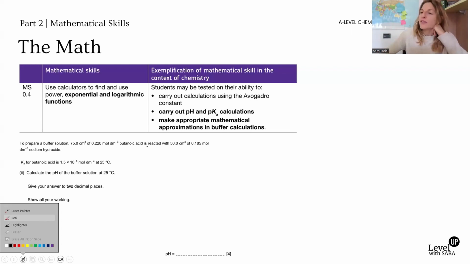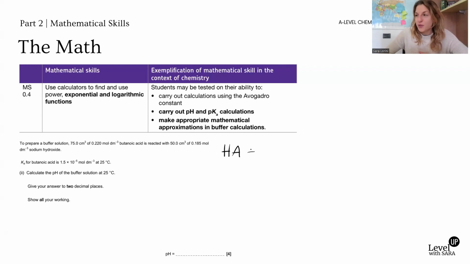Okay, so I would always think of it as: we have butanoic acid, let's call it HA, reacting with sodium hydroxide. So there is a chemical reaction taking place. It's actually a neutralization reaction. In fact, we will have NaA and water. Of course, this is going to be our salt.